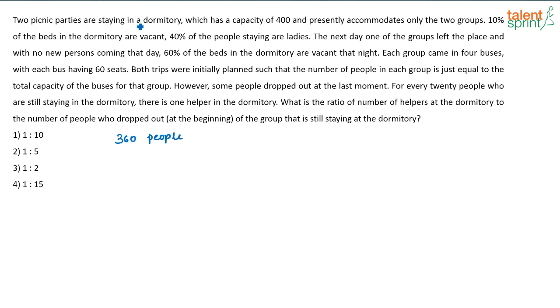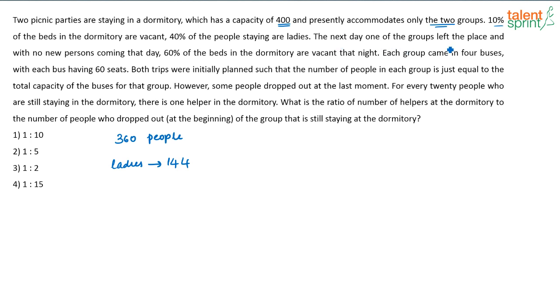It is given two picnic parties are staying in a dormitory, seating capacity is 400 and there are two groups staying there. It is given 10% of the beds are vacant, 40% of the people staying are ladies. So how many people are there? There are 360 people. Out of these 360 people, 40% are ladies. So how many ladies are there? 36 into 4, correct? Or I can say the number of ladies in that group is 144.